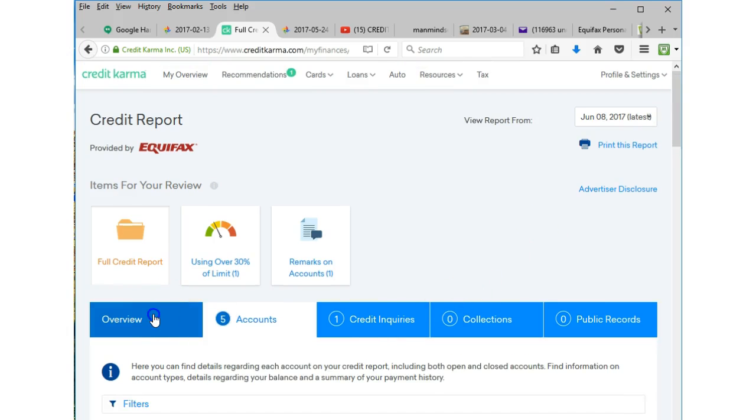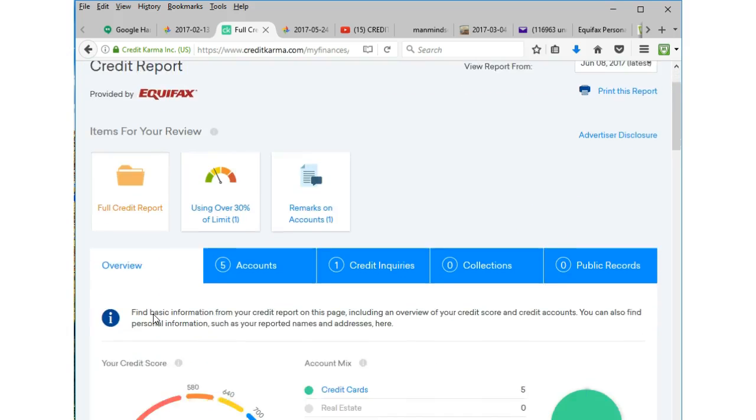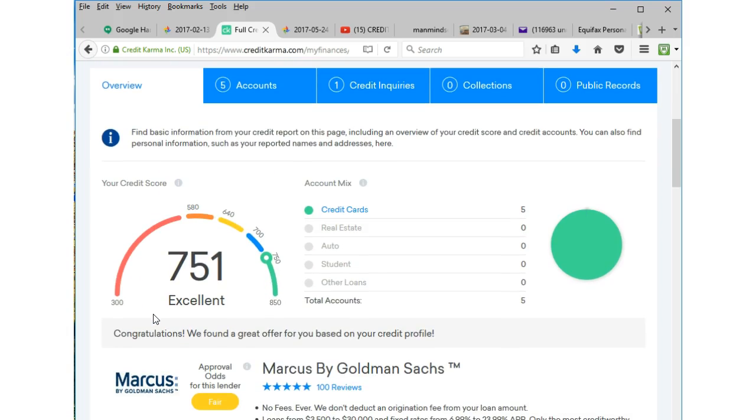But let's look at the overview. We want to look at the score. So this one is 751. So this person, per Credit Karma, has an excellent score.